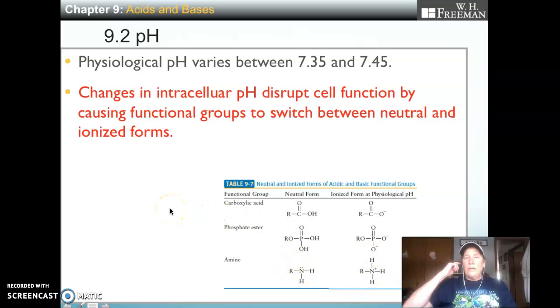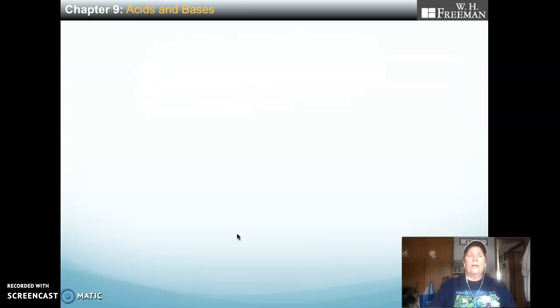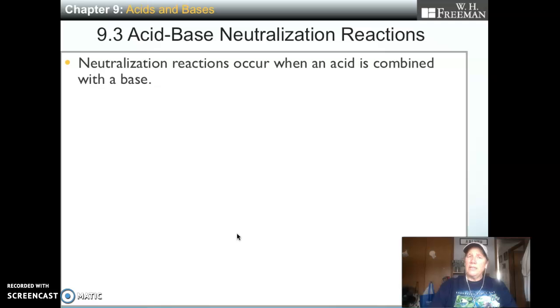So again, whenever you change that, you're going to have this cascading effect and it's going to get worse and worse. So it needs to be corrected immediately, or it's going to cause some serious problems, even could cause death, okay? Again, when you change the pH, essential biological reactions won't take place anymore. And you need your proteins, you need your DNA, those things are really important, right? Okay, so what happens when you put an acid and a base together? You can take a really, really nasty acid and a really, really nasty base, put them together, and you get salt and water. It's amazing. It's really easy to do.